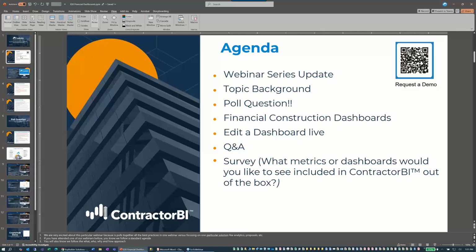Then we'll dive into the topic itself, financial construction dashboards. We're going to do a demo, and we're going to edit one real quickly live. We like to show you how easy it is to change some of the parameters and some of the dimensions in these dashboards, and we're going to do it live today. And then we'll wrap up with a Q&A.